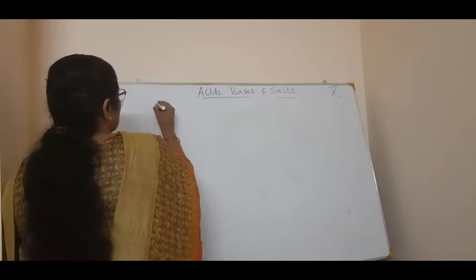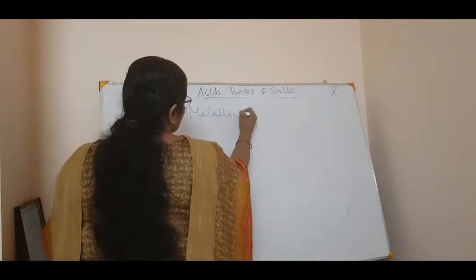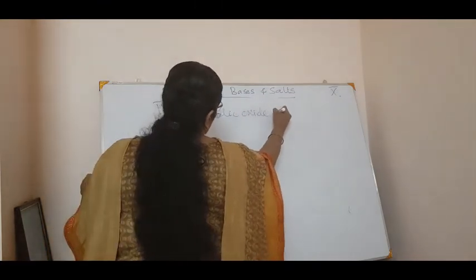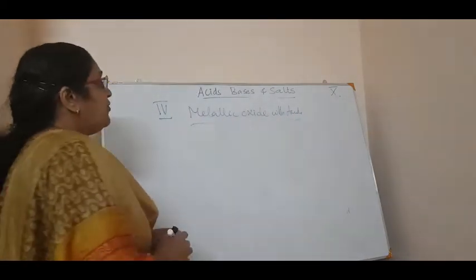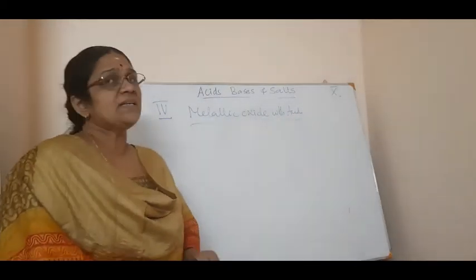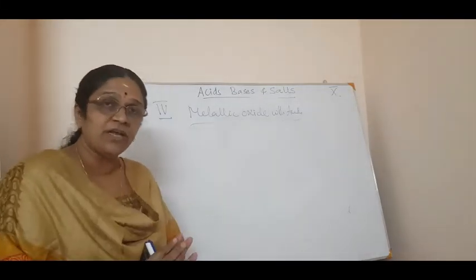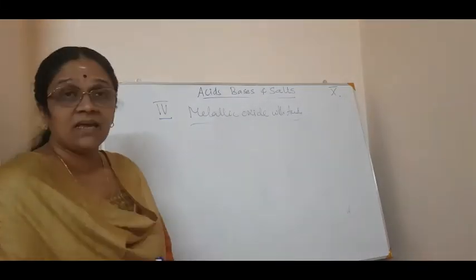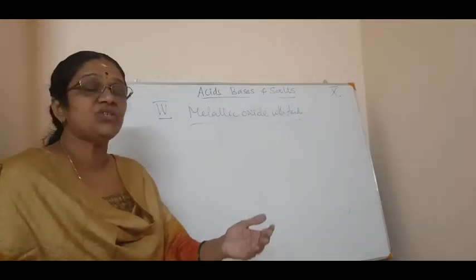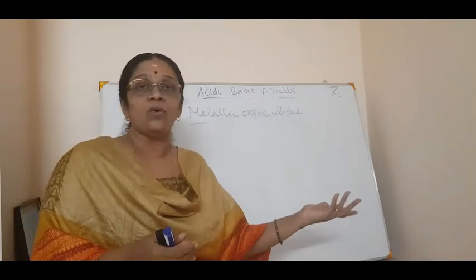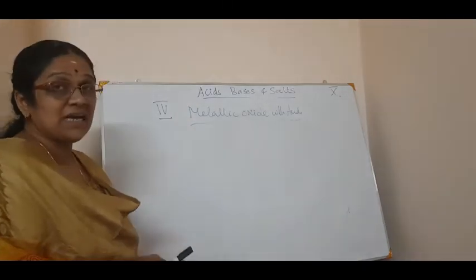So the fourth reaction is the reaction of metallic oxides with acids. Now, what is a metallic oxide? That means metals combine with oxygen to form the corresponding oxides. That is called metallic oxides. Non-metallic oxide means when any non-metal combines with oxygen to give the corresponding oxide, that you call a non-metallic oxide.